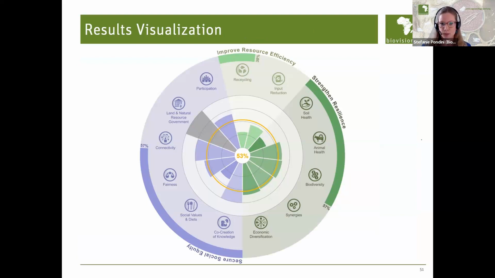So recycling and input reduction is level 1 and 2. Then the whole strengthening resilience is actually level 3. And then secure social equity is level 4 and 5. So level 5 would be land and natural resource governance and participation. So you find the levels here again, but maybe not so obvious.